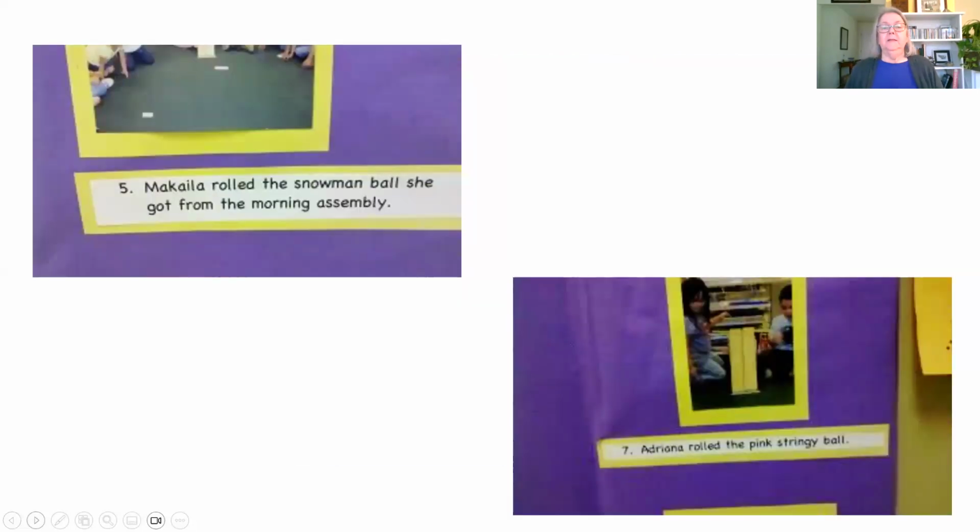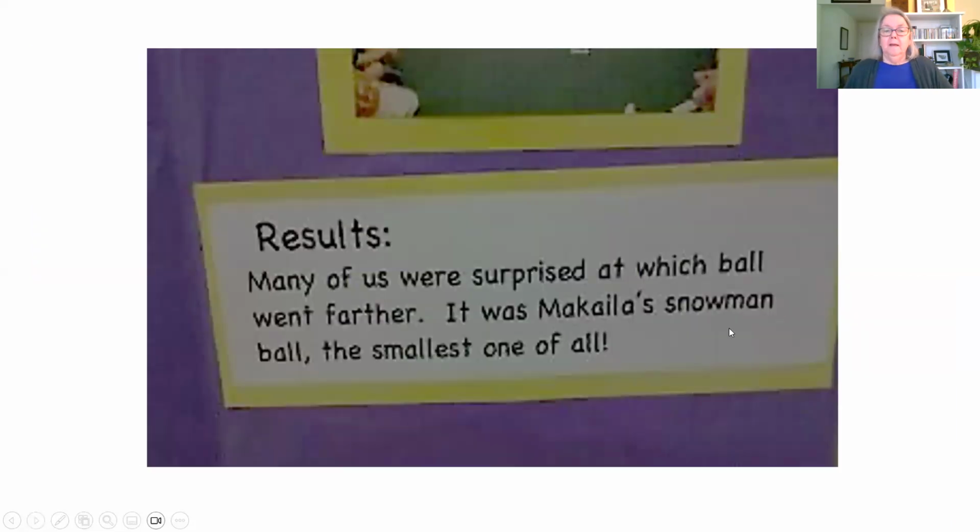Then they tested them. So Michaela rolled the snowman ball she got from the morning assembly, and they put a piece of tape where the ball stopped so that it didn't interfere with the other balls rolling. Adriana rolled the pink stringy ball. And then I like this conclusion. Many of us were surprised. It was the smallest one of all that won.